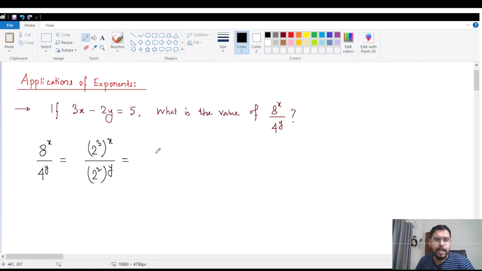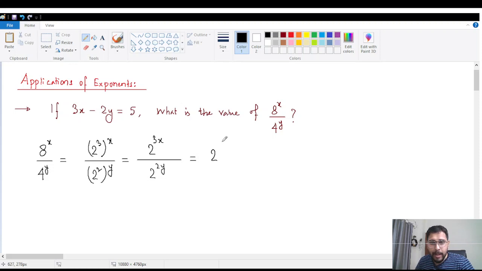Now, if I apply the power rule, because as you know, when an exponential expression is raised to another exponent, we multiply the exponents. So here we multiply 3 times x, so it will be 2 to the power of 3x, and this will be 2 to the power of 2y. Now we will apply the quotient rule. The quotient rule is applied when you have the same base and you are dividing. In that case, we subtract the exponent of the denominator from the exponent of the numerator.